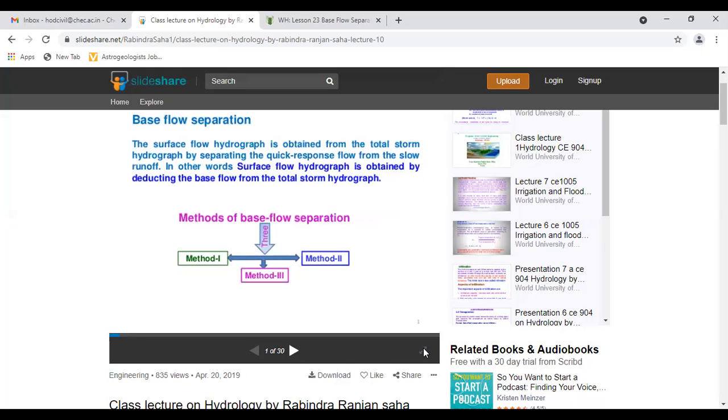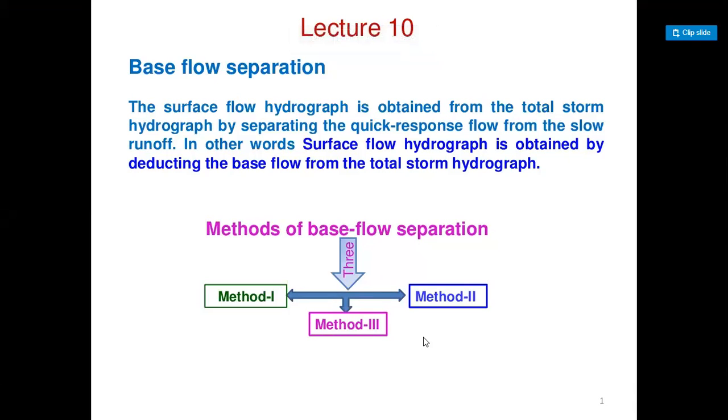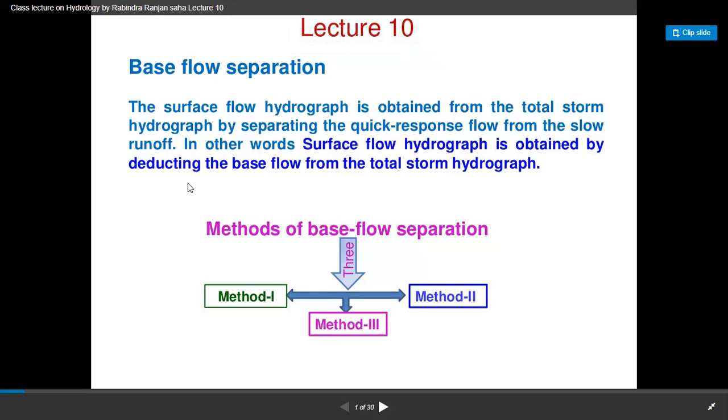And also here, guys, I prepared some slides. They are going to help you understand these things. Actually, guys, base flow separation we already showed.